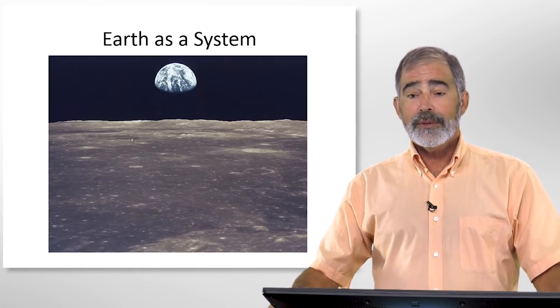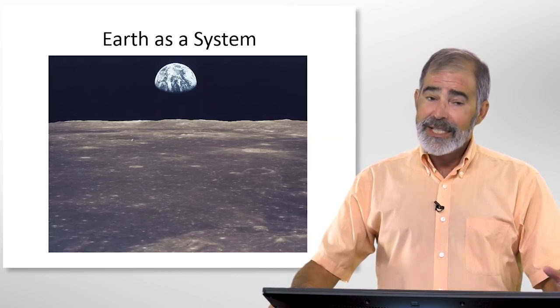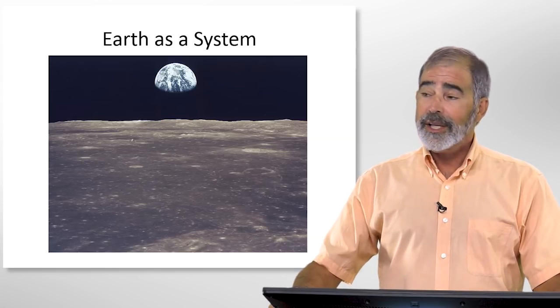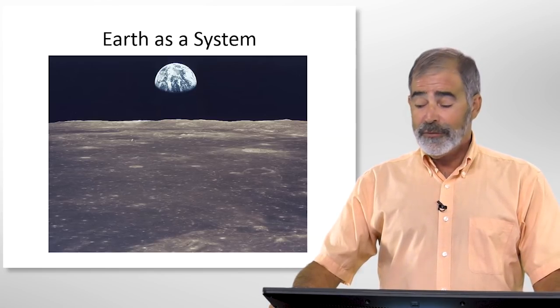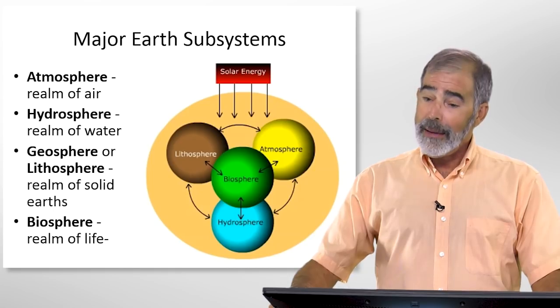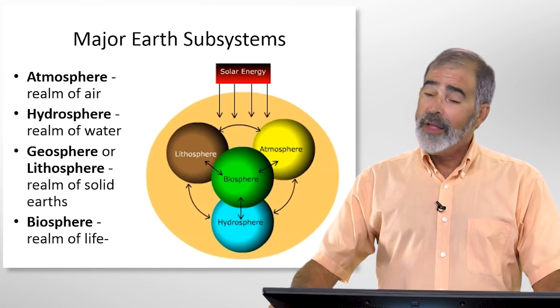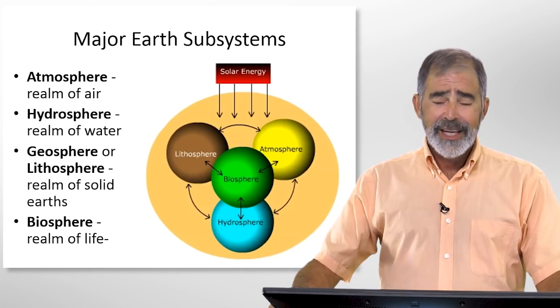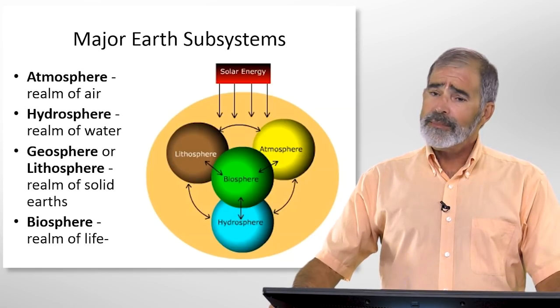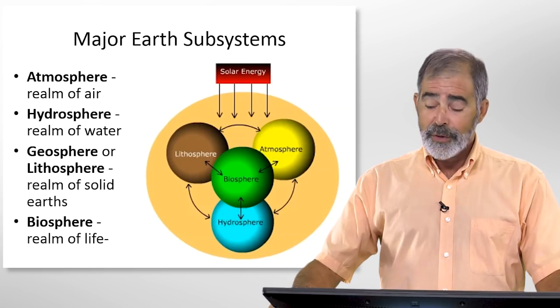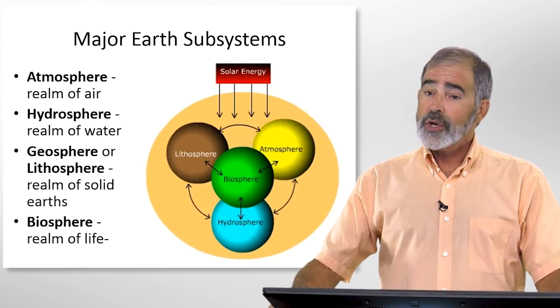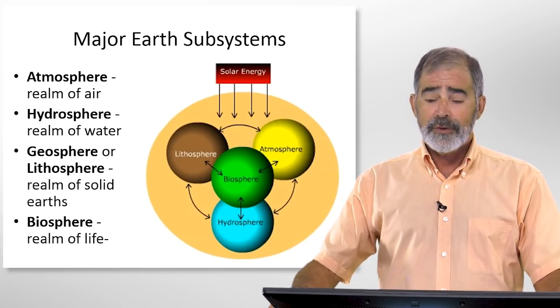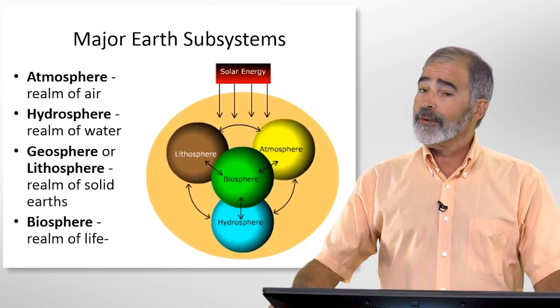Earth, as seen from the moon, is an intact, holistic, fairly closed system, but there are different subsystems: the atmosphere, the realm of air, the hydrosphere, water, geosphere, sometimes called the lithosphere, the realm of the solid Earth, and the biosphere, realm of life. Solar energy drives the energy for the system, although there is some coming from the planet itself.